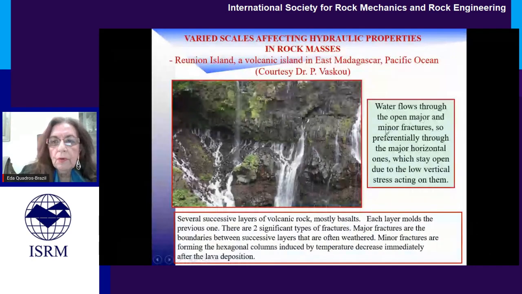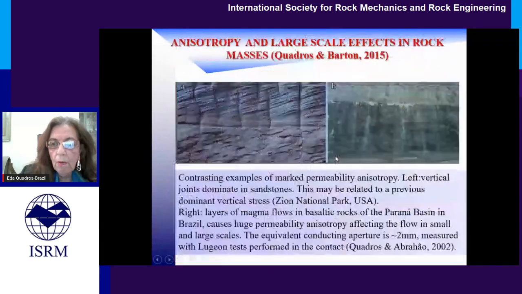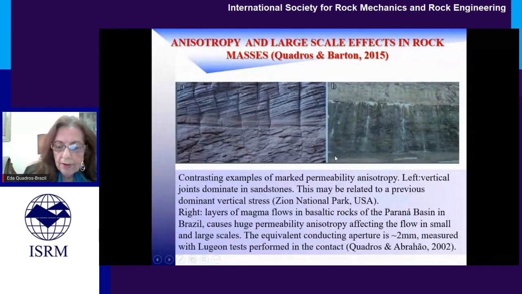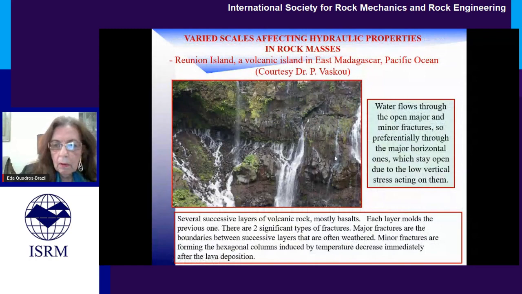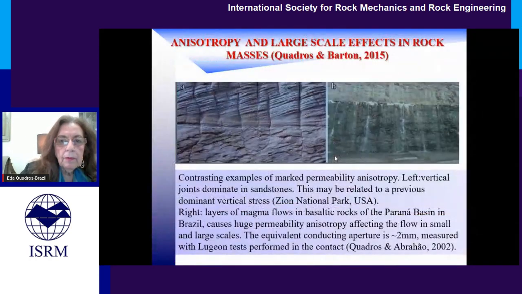Water flows through the open major and minor fractures, preferentially through the major horizontal ones, which stay open due to the low vertical stress acting on them. The two figures here show contrasting examples of marked permeability anisotropy. On the left, we see vertical joints dominating in sandstones. This may be related to a previous dominant vertical stress.